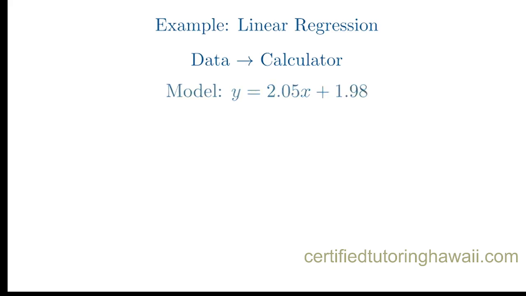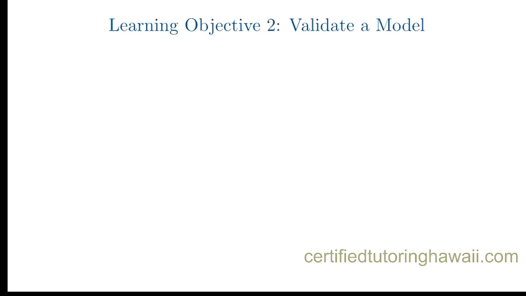It's important to remember that these are just potential models. Our next step is to validate them. This brings us to our second learning objective, validating a model. Finding a regression equation is not enough. We must determine if that model is actually appropriate. The primary tool for this is a residual plot. Let's first define what a residual is.